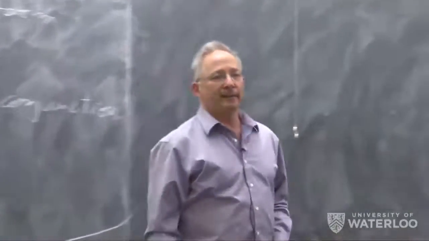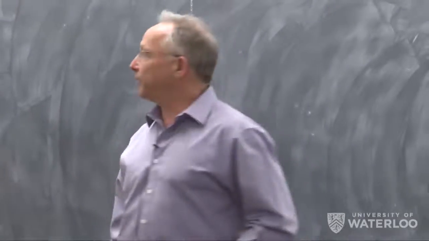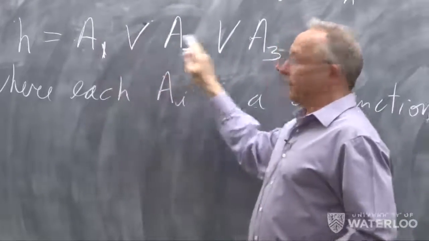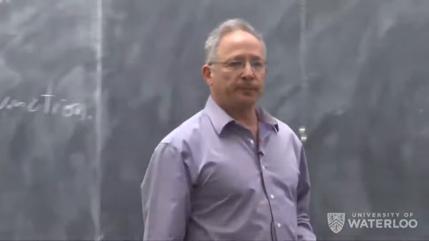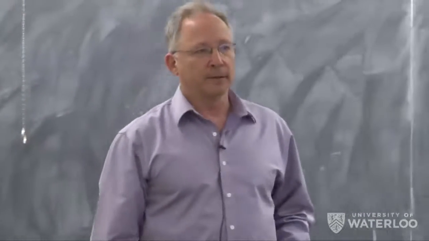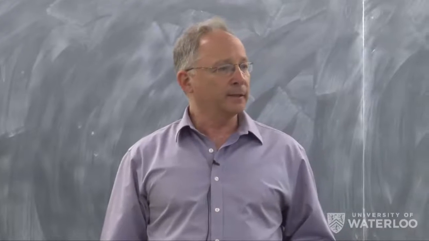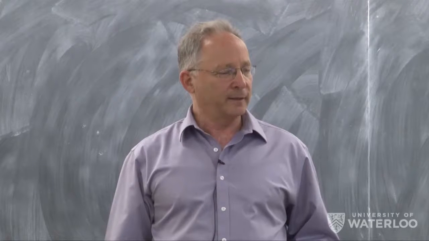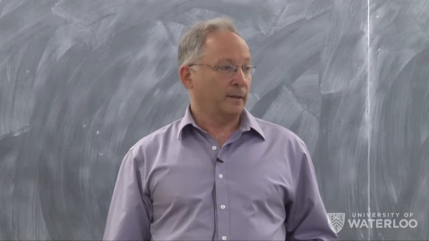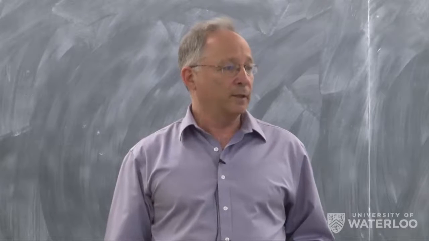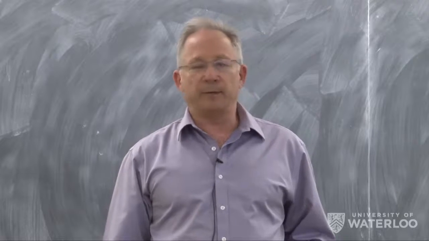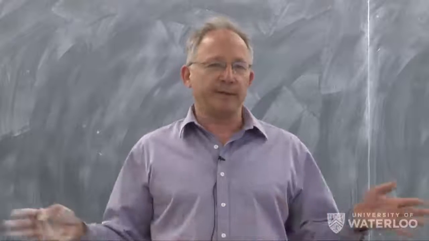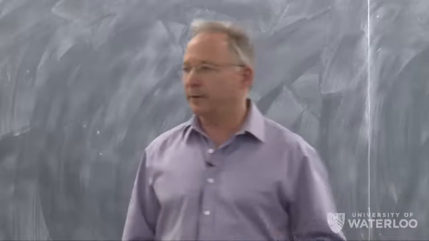Yes? No, the 3 goes for the 3 terms. So I have 3 conjunctions. That's where the 3 is coming from. Each ai is a conjunction. One literal on its own is a conjunction. Our definition of conjunctions can be of any length. It could also be of length 0. There are no requirements whatsoever.